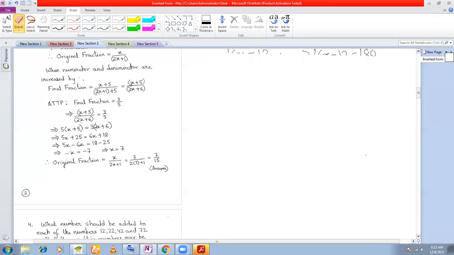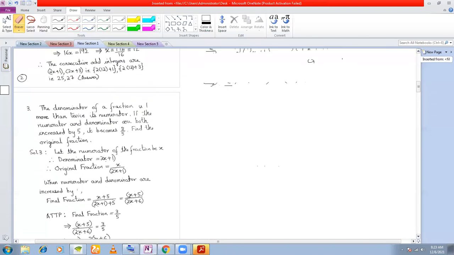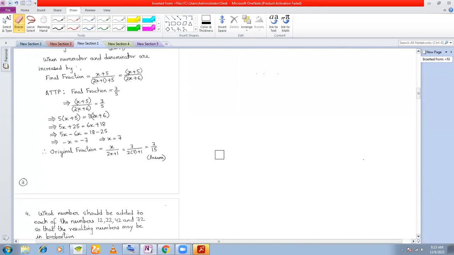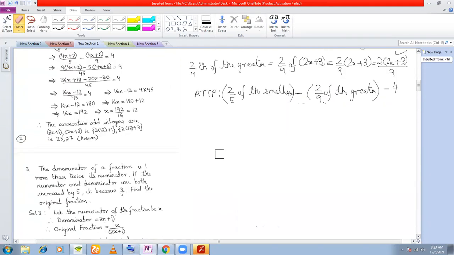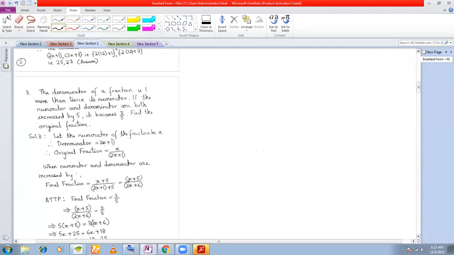We'll see the next question here. The next question relates to a fraction. Okay, number 4, but I've wrongly labeled it as number 3. Number 4. The denominator of a fraction is 3 more than twice its numerator.